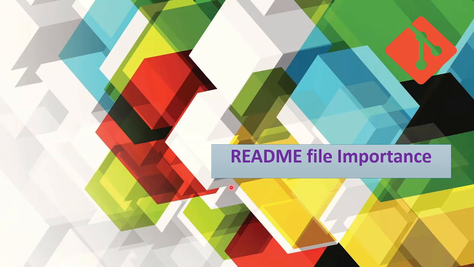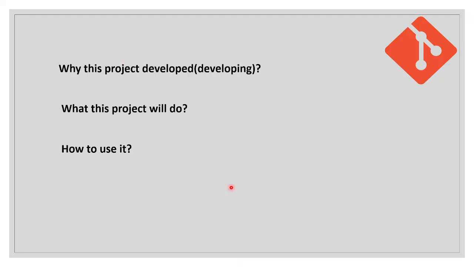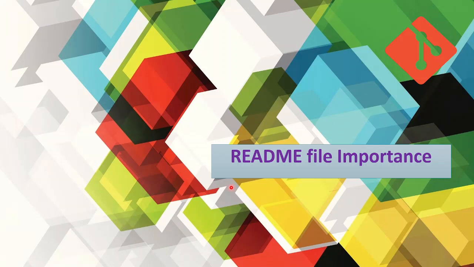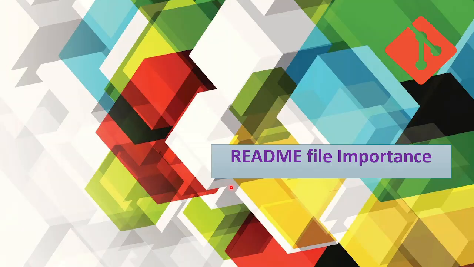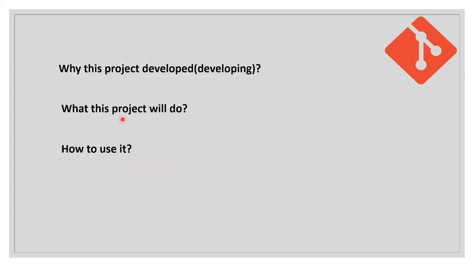So what is the README file's importance? Why do we need to keep this README file while creating this repository? The reason is that, as a developer, we need to provide the README file information. The README file should answer these questions: why this project is developed or being developed, what this project will do, and how to use this project. So this information should be available in the README file, for a developer to understand all these questions.